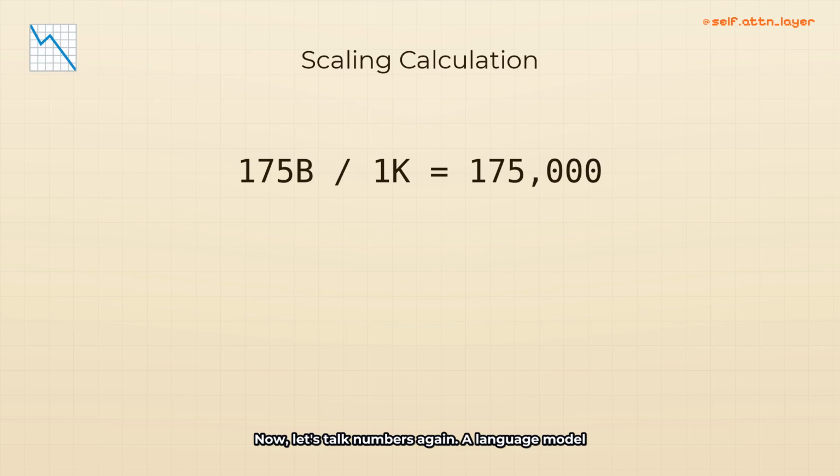A language model might be 175 billion parameters. A world model? Maybe 1,000. That's 175,000 times smaller. And yet, in planning tasks, it can outperform the giant. Size doesn't always win, clarity does.